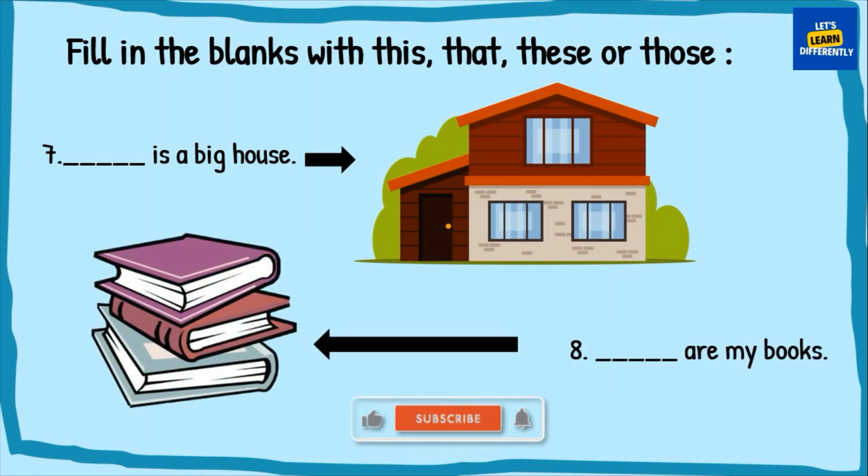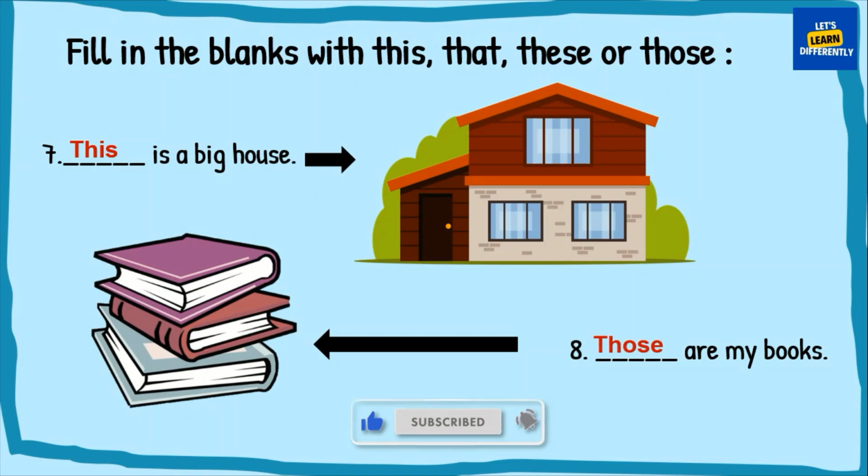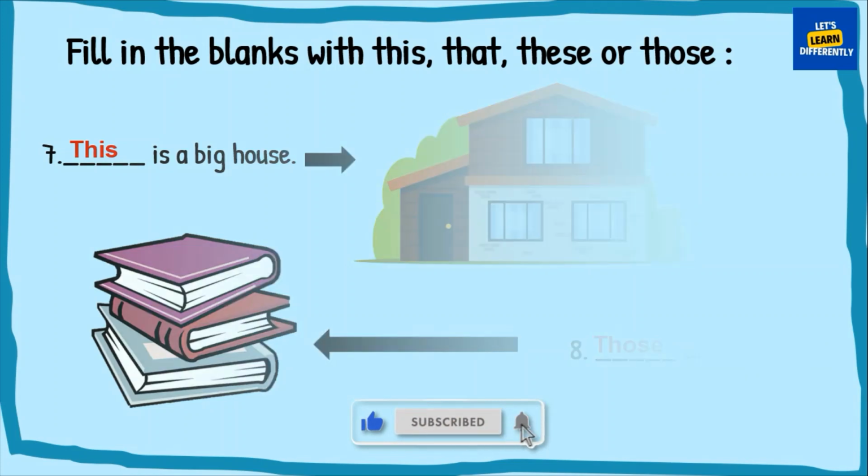In the seventh picture, you can see the house is near to the speaker. So here we will write, this is a big house. In the eighth picture, you can see the books are far from the speaker. So here you will write, those are my books.